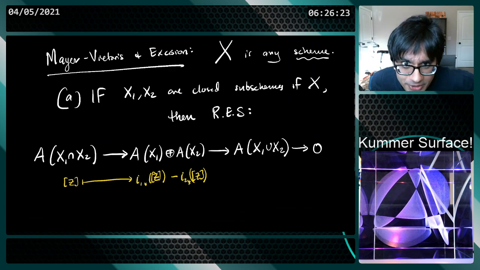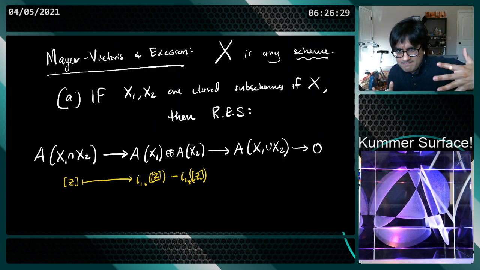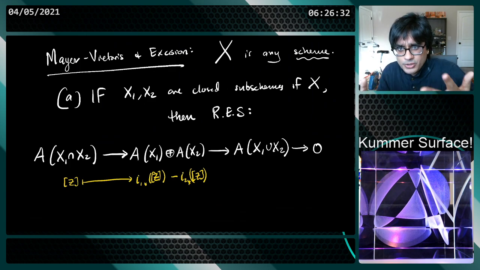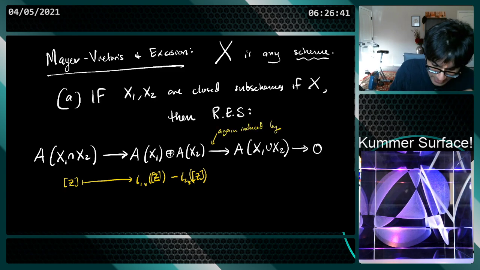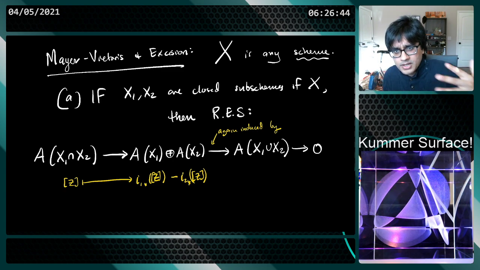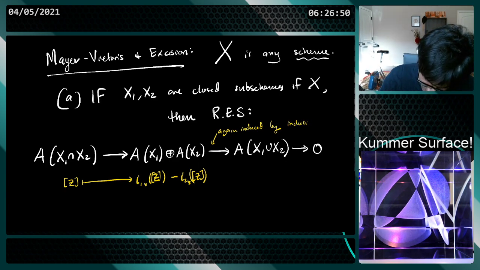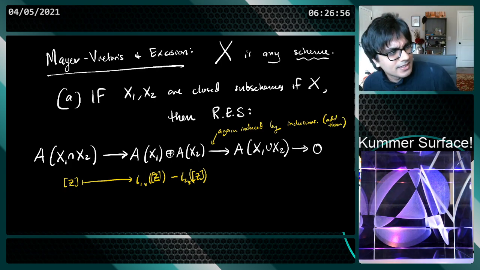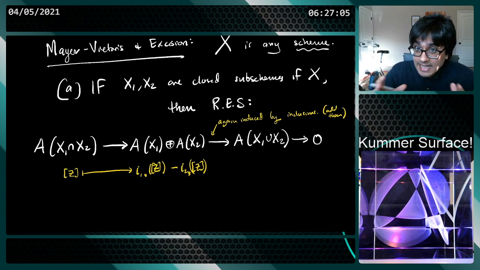Okay, so that's good. Then the direct sum map is, again, induced by the two inclusion maps. You add them. Okay. That's Mayer-Vietoris.